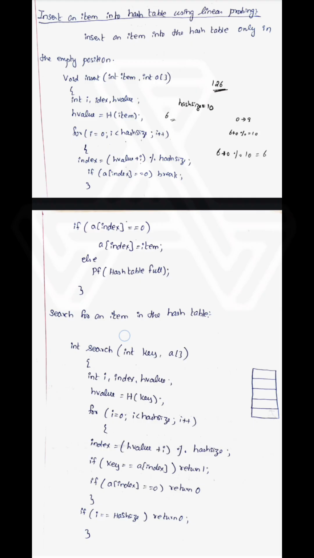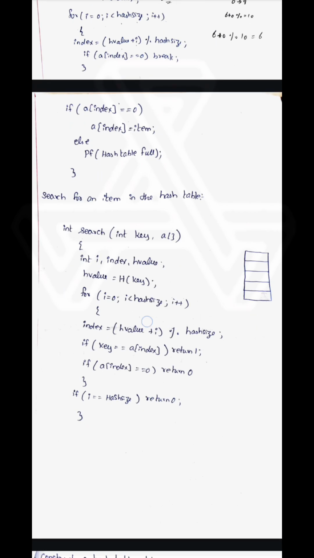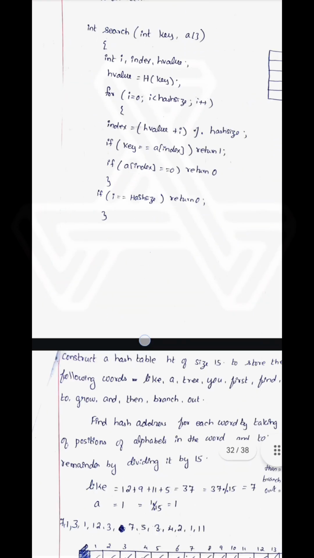Search for an item in the hash table. Int search(int key, int a[], int i, int index, int h value), with h value equals h of k. For i equals 0; i is less than hash size; i plus plus, index equals (h value plus i) modulo hash size. If key equals a of index, return 1. If a of index equals 0, return 0. If i equals hash size, return 0.